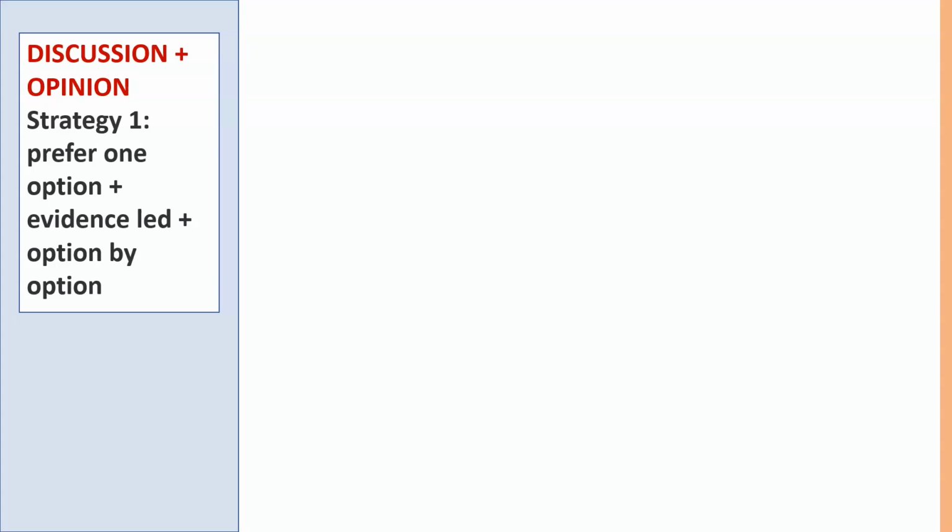The second thing, we need to decide if we want to write evidence-led or thesis-led. So are you going to put your opinion in the introduction? That's thesis-led. Or are you going to put your opinion in the conclusion? That's evidence-led. And thirdly, we need to decide if we're writing option by option or point by point.